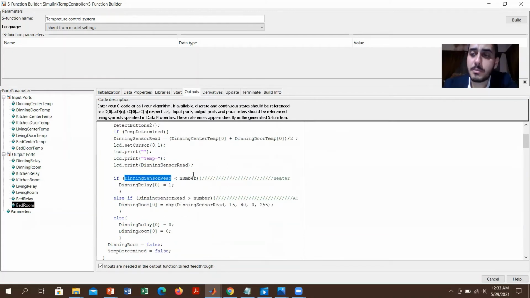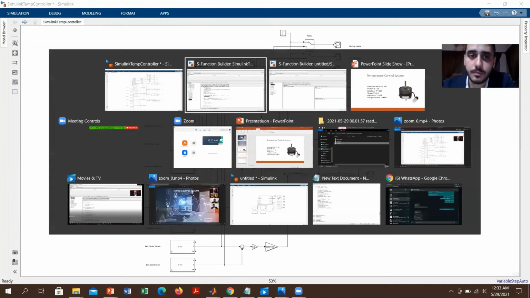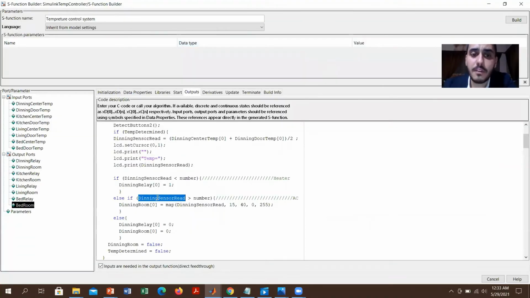If this average temperature was less than the temperature needed by the user, the heater should be turned on. So the dining relay pin of our Arduino will be high. If the dining relay pin is high, this relay will be activated, and this will close the switch between the input and the heater, and thus the heater will be turned on.